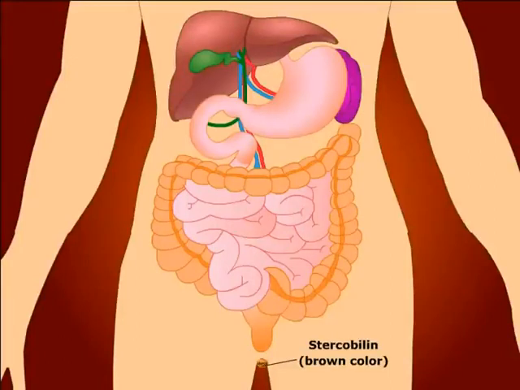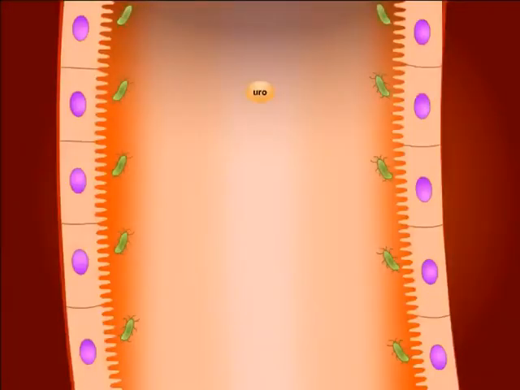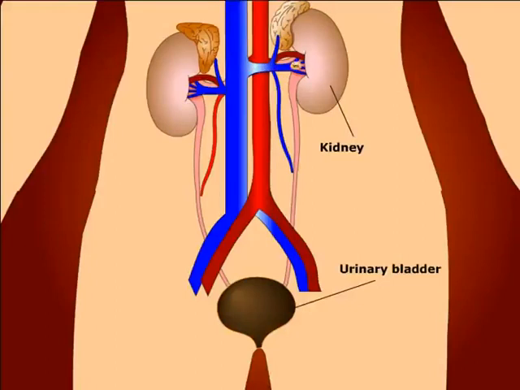Stercobilin gives stool its characteristic brown color. Meanwhile, urobilinogen is reabsorbed from the intestinal lumen into the circulation and travels to the kidney, where it is excreted as urobilin. This gives urine its characteristic yellow color.